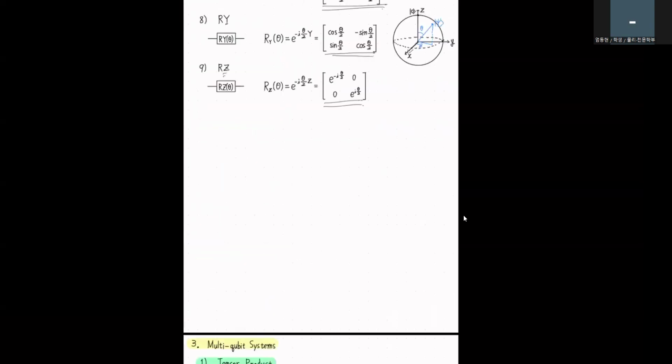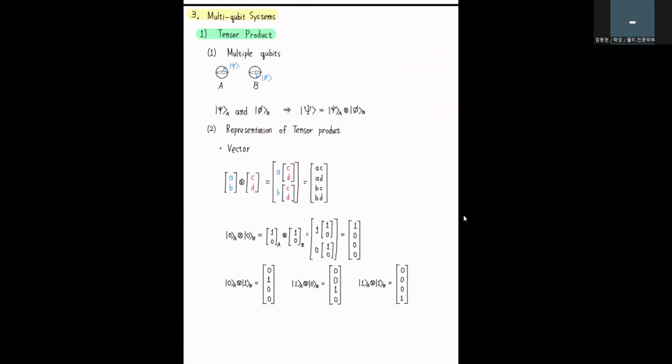So let's move on from single qubit systems to multi-qubit systems. How do we represent multi-qubit systems from single qubits? We do what's called the tensor product, which is basically the representation of multiple systems at once. A tensor product is an operation that combines two different systems. It helps us keep track of two different systems.